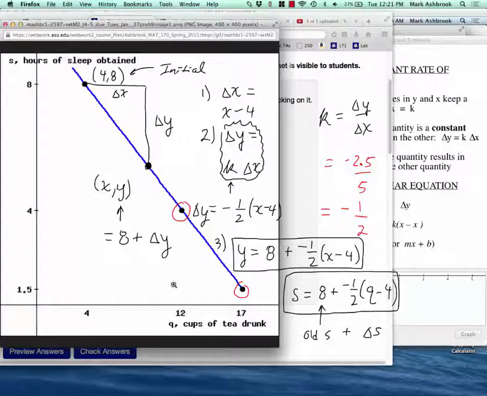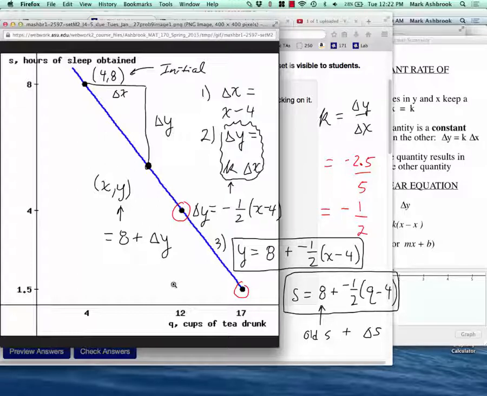Any questions on that problem? Yes, sir. Where'd you get the 2.5 from? The 2.5. Okay, in order to calculate the constant rate of change, I use these 2 points. So what's my change in y? As x changes from 12 to 17, y is changing from 4 to 1.5. So that 4 to 1.5 is my negative 2.5 change in y, corresponding to a positive change in x of 5.